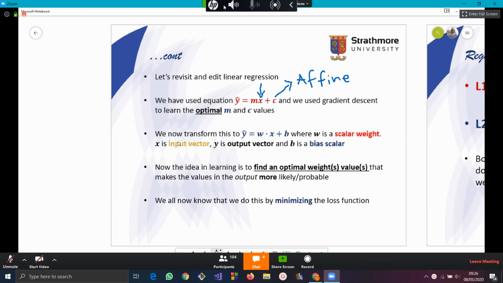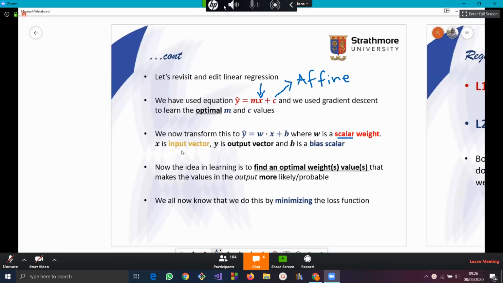Now today we transform this to y hat = Wx + b. So W is taking the place of m, and we're going to call W the weight. Remember our neural nets? Now we introduce our weight. There is a weight multiplied by the X vector plus b, which takes the place of c. In our example, W is a scalar, meaning one value, but we will get to a place where W will be a matrix of weights. For now, W is a single value, a scalar.